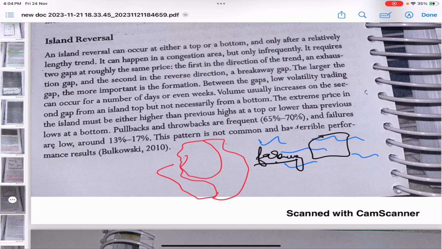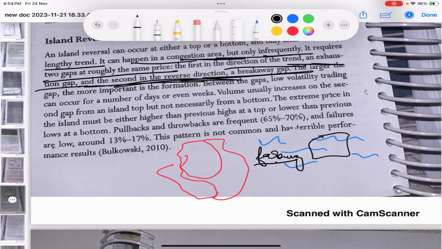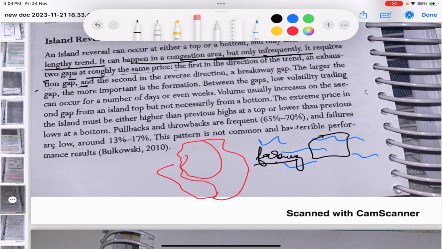So island reversal obviously depicts a reversal, which means a trend change. It usually occurs either at the top or the bottom of a relatively lengthy trend. It can happen in a congestion area but only infrequently. Okay, so first you need to see what a breakaway gap is and what a runaway gap is. I hope you are clear with that very well.